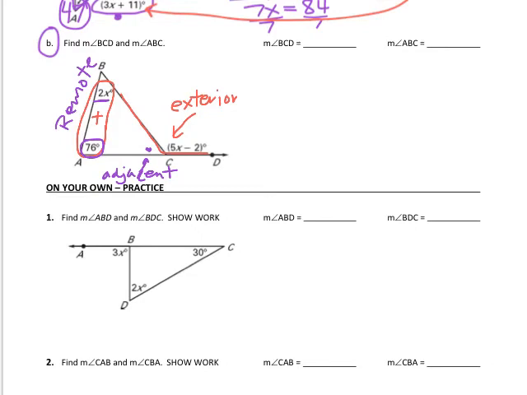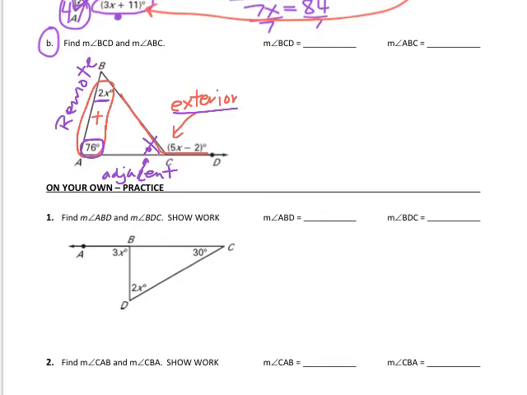All right, so our theorem says that the exterior angle has to equal the other 2 angles in the triangle. Not this one. We can't count this one. But we would have to add up 2x plus 76. That's going to have to equal the exterior angle.